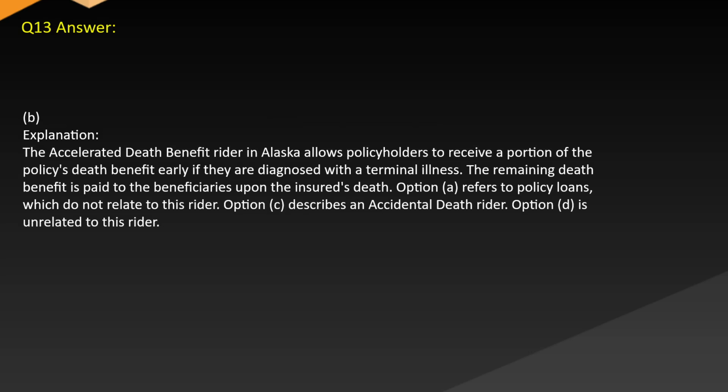Answer B. Explanation. The accelerated death benefit rider in Alaska allows policyholders to receive a portion of the policy's death benefit early if they are diagnosed with a terminal illness. The remaining death benefit is paid to the beneficiaries upon the insured's death. Option A refers to policy loans, which do not relate to this rider. Option C describes an accidental death rider. Option D is unrelated to this rider.